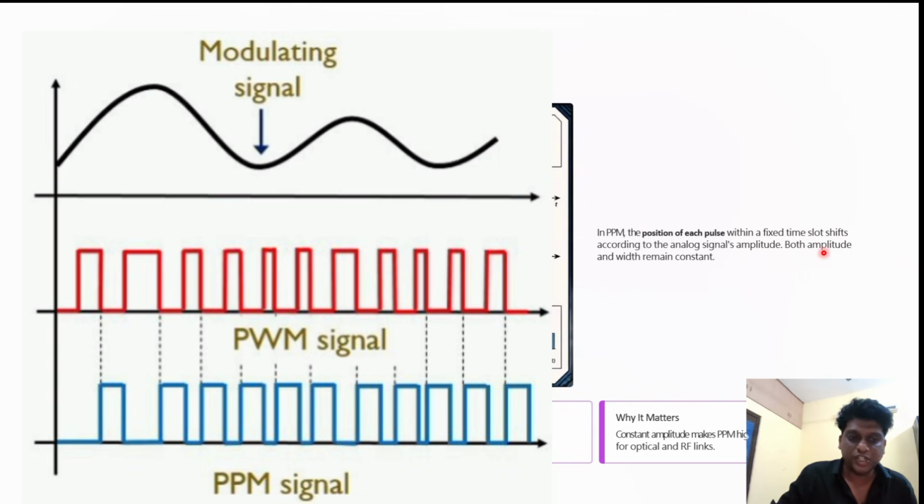PPM. The position of each pulse within a fixed time slot is changed according to the signal's amplitude. For high level signals, the pulse shifts later in the time slot. For low level signals, the pulse shifts earlier. Hence amplitude and width of the pulse remain constant.